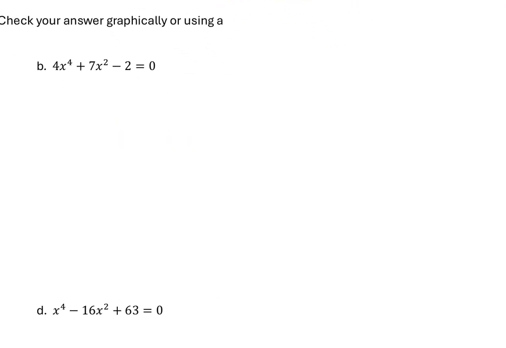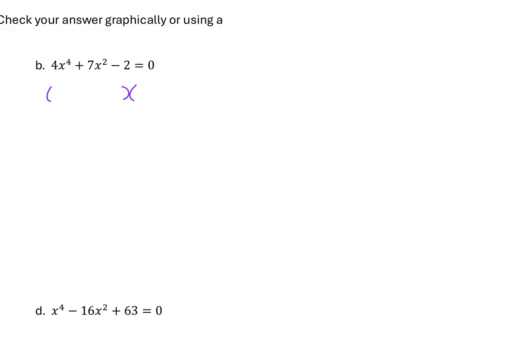All right, our next example, we have 4x to the 4th plus 7x squared minus 2. We are going to start with our factoring techniques. Even though it's not a quadratic, we can still use the same techniques we use for factoring quadratics. The main difference here is that when we factor this, we're going to do x squared and x squared.